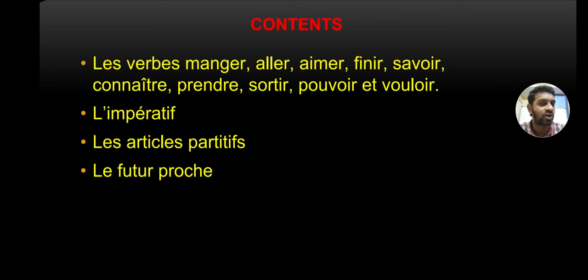Pouvoir, it's one important verb. Pouvoir, it's can or able to. It's really irregular. You can't guess the conjugation by seeing the infinitive form. And then the verb vouloir, which means want or wish. Vouloir and pouvoir will be conjugated almost the same way. And now we'll see the conjugation of the verbs and we'll be doing the first two exercises. Then we've got in this lesson l'impératif, article partitif and future proche, which we'll be seeing later in the next session.